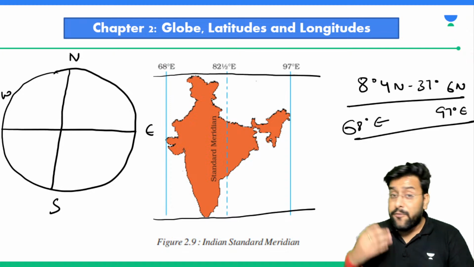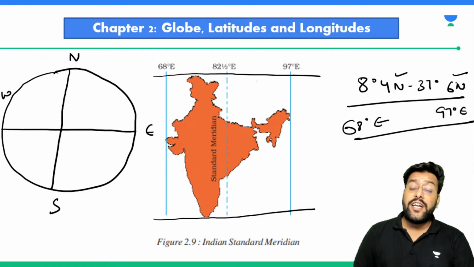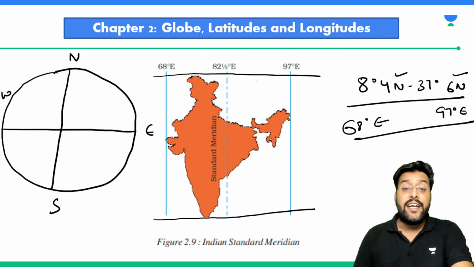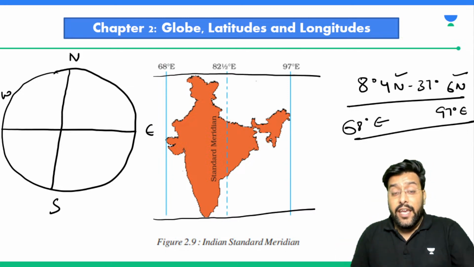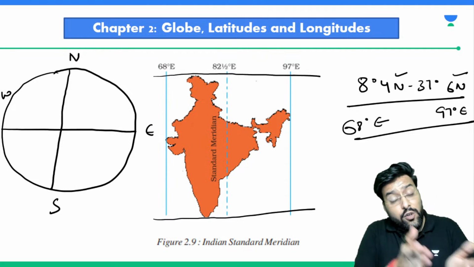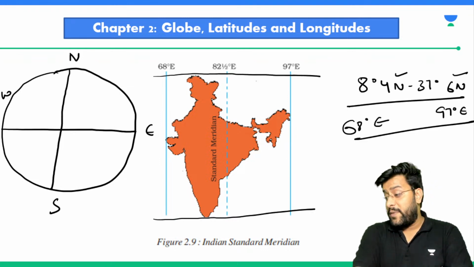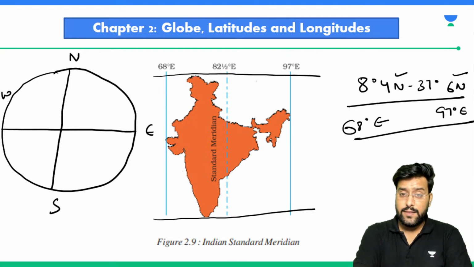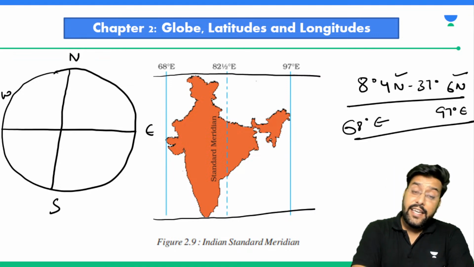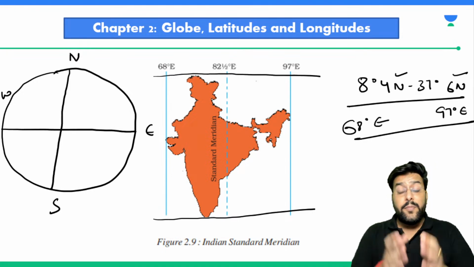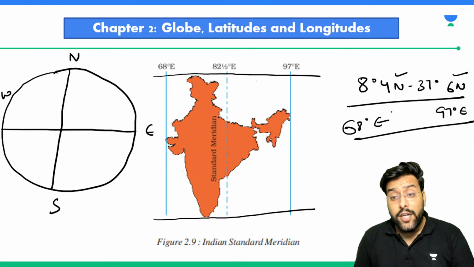Undoubtedly. So it means that it has to be north only. If somebody says that India lies at 8 degree 4 south, just give him a slap and say, bro, no, India is not at the south, India is at the north. In a very similar way, does India lie east or west of Greenwich Mean Time? Exactly. India lies east of the Greenwich Mean Time. So India's latitudinal and longitudinal extent will always be north and east only.